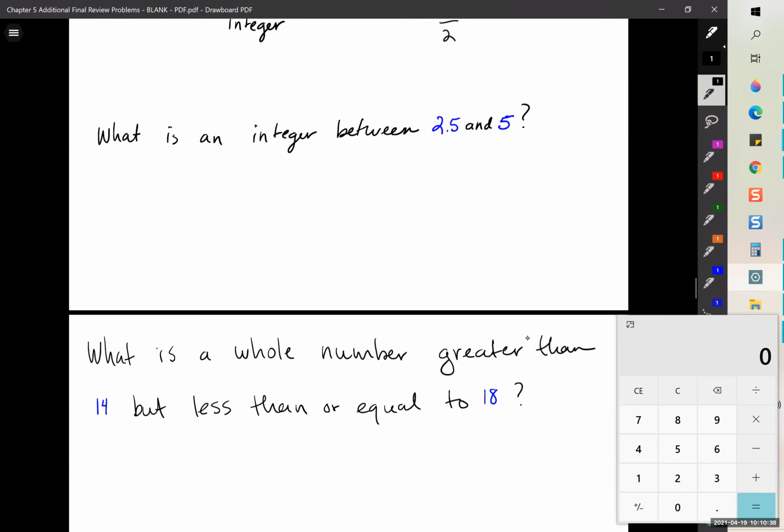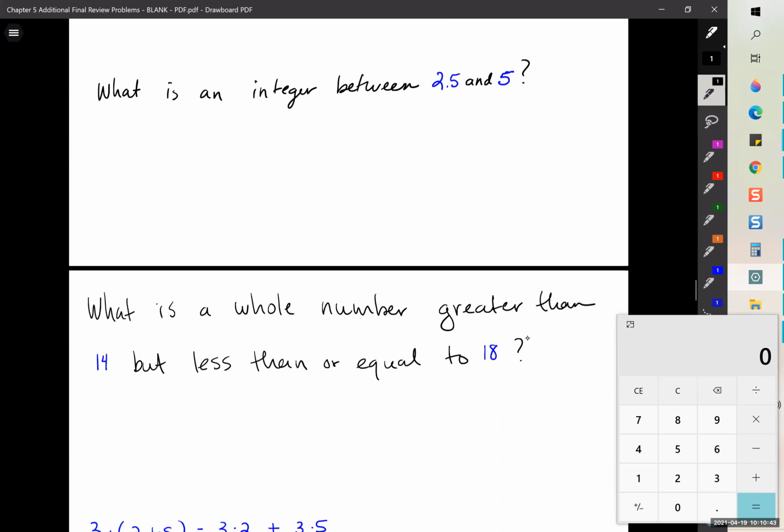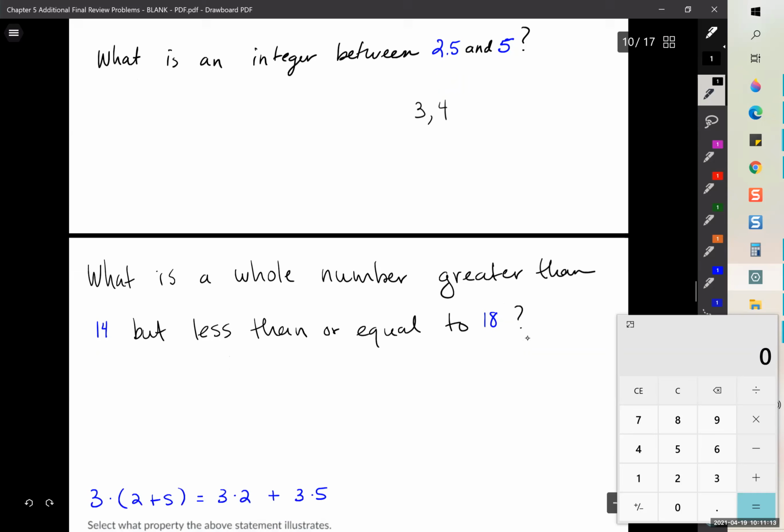Okay, think about it, there's a few possible answers for our next two questions. So what is an integer between 2.5 and 5? Here we could accept the number 3, we could accept the number 4, and those would be between 2.5 and 5.